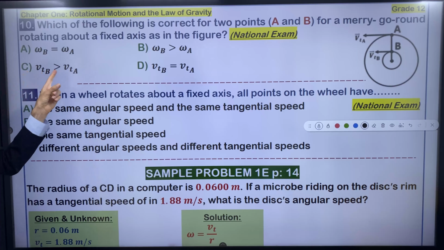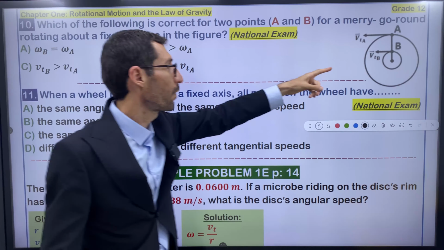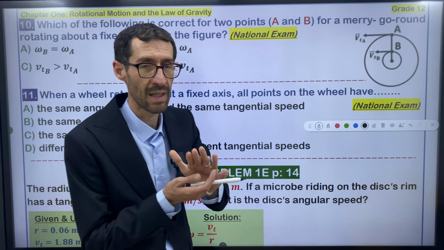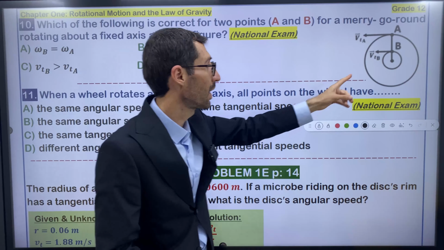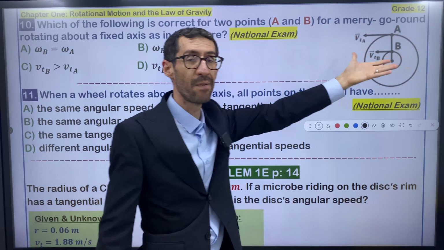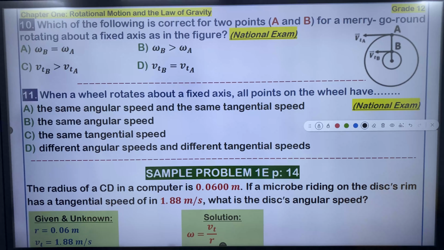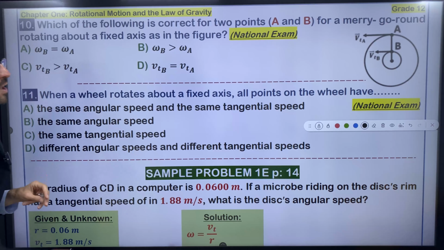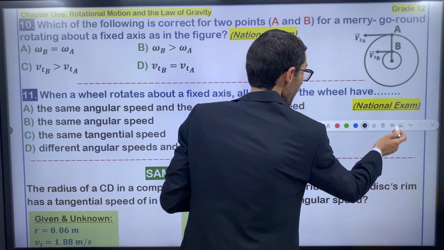C, VT of B is greater than VT of A. Let me check it for you. Is VT of B greater than VT of A? B is nearer to the axis of rotation than A. That's why it's not true. VT of B should be less than VT of A, right? Because the less the distance is, the less the tangential speed is. So we don't accept this one either.